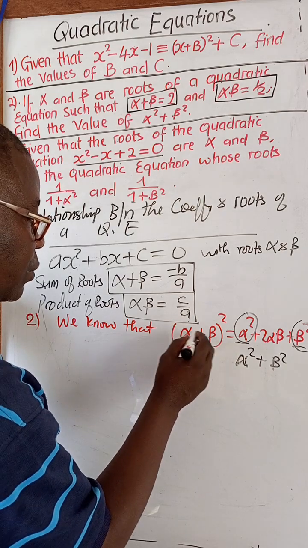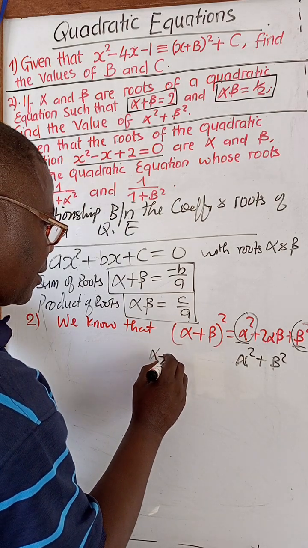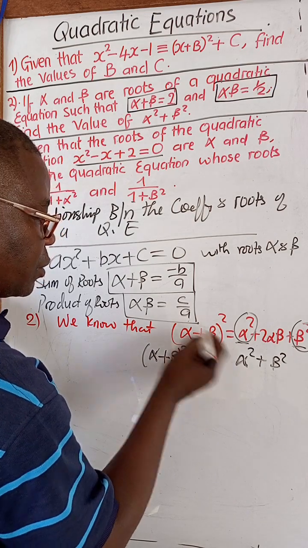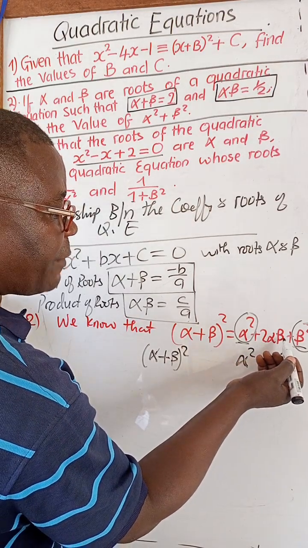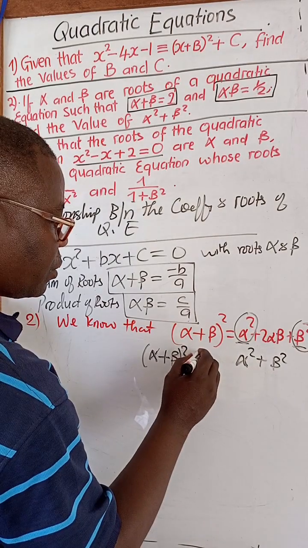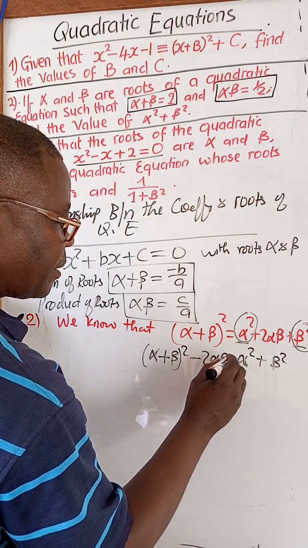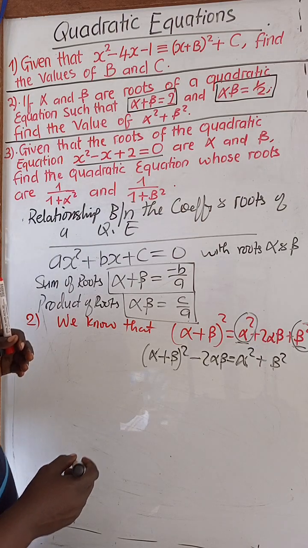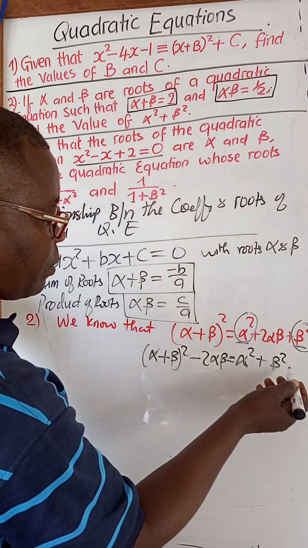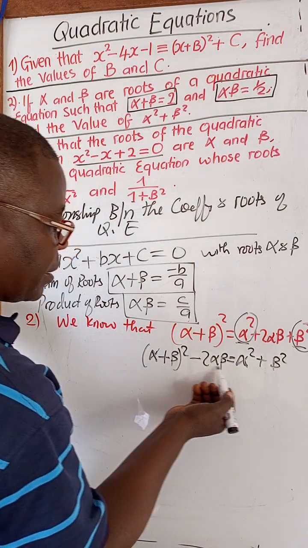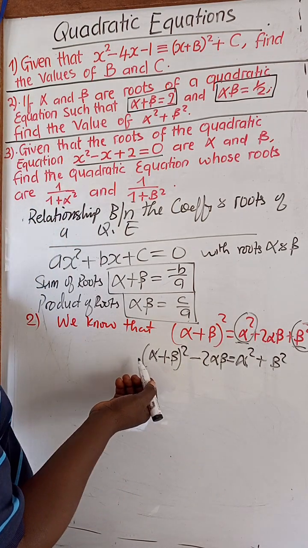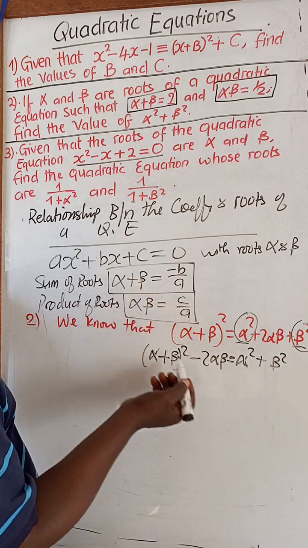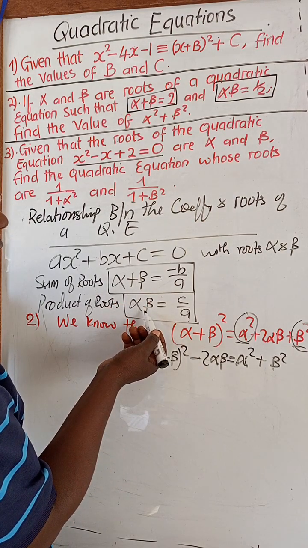Alright? So alpha plus beta all squared is already on the left hand side. Plus 2 alpha beta coming this way will be minus 2 alpha beta. That will give us alpha squared plus beta squared. So to evaluate alpha squared plus beta squared, we have to evaluate this left hand side. This left hand side is good because here we already have alpha plus beta, which is the sum, and we'll have alpha beta, which is the product.